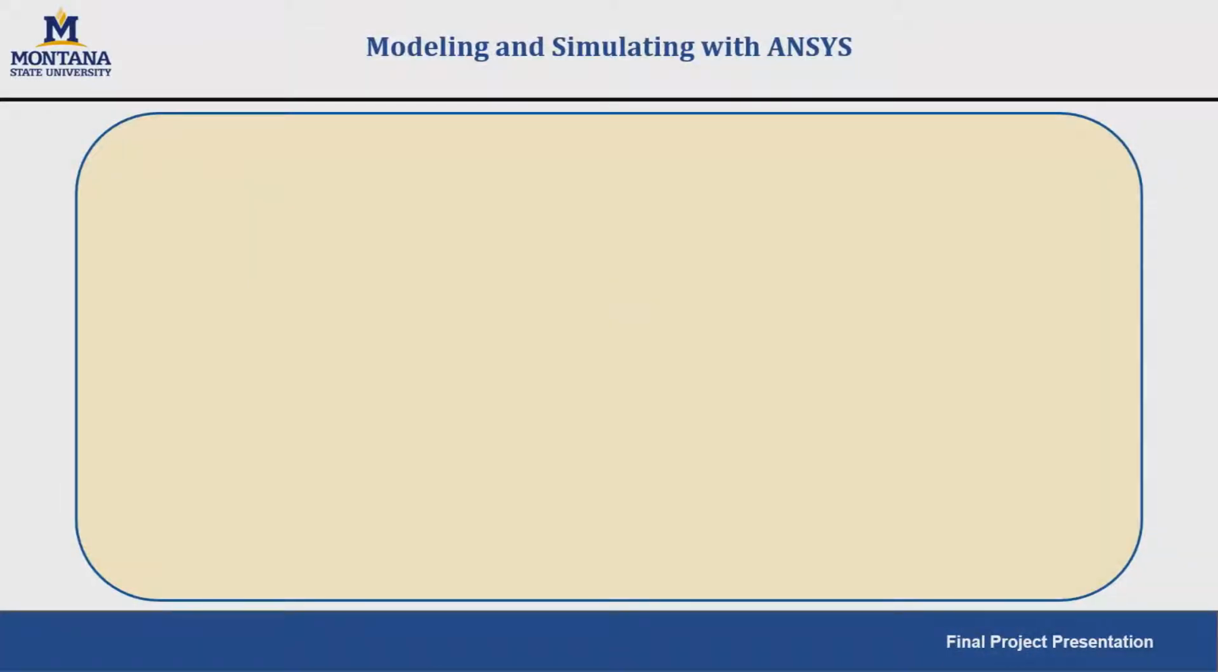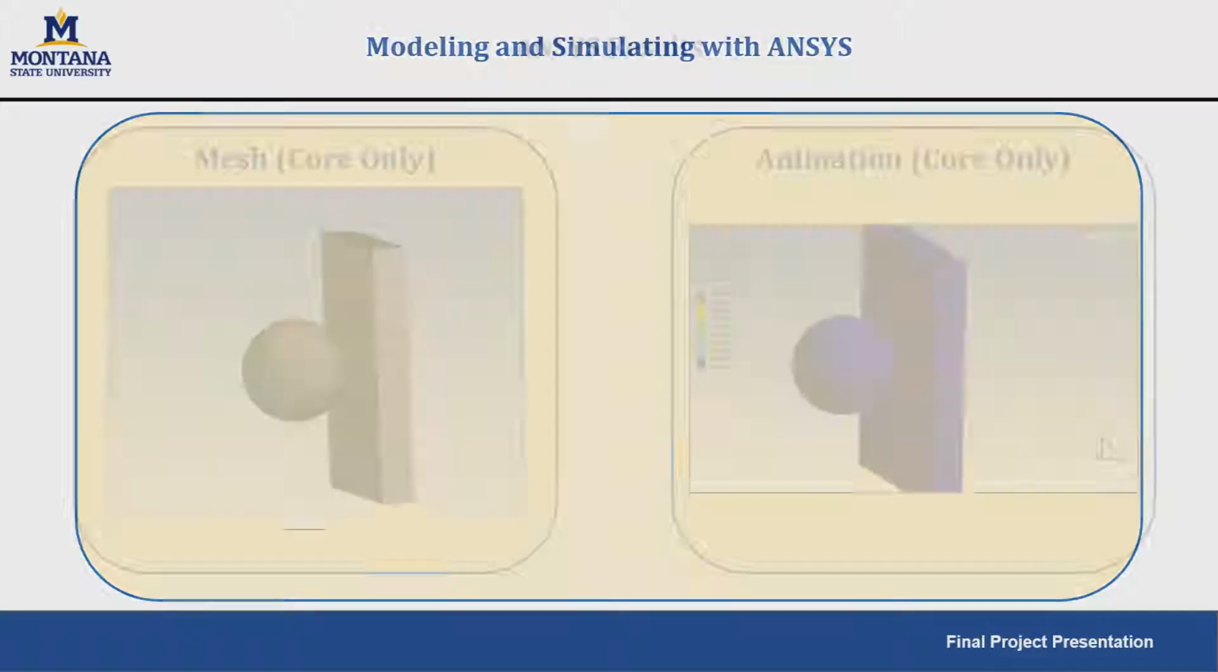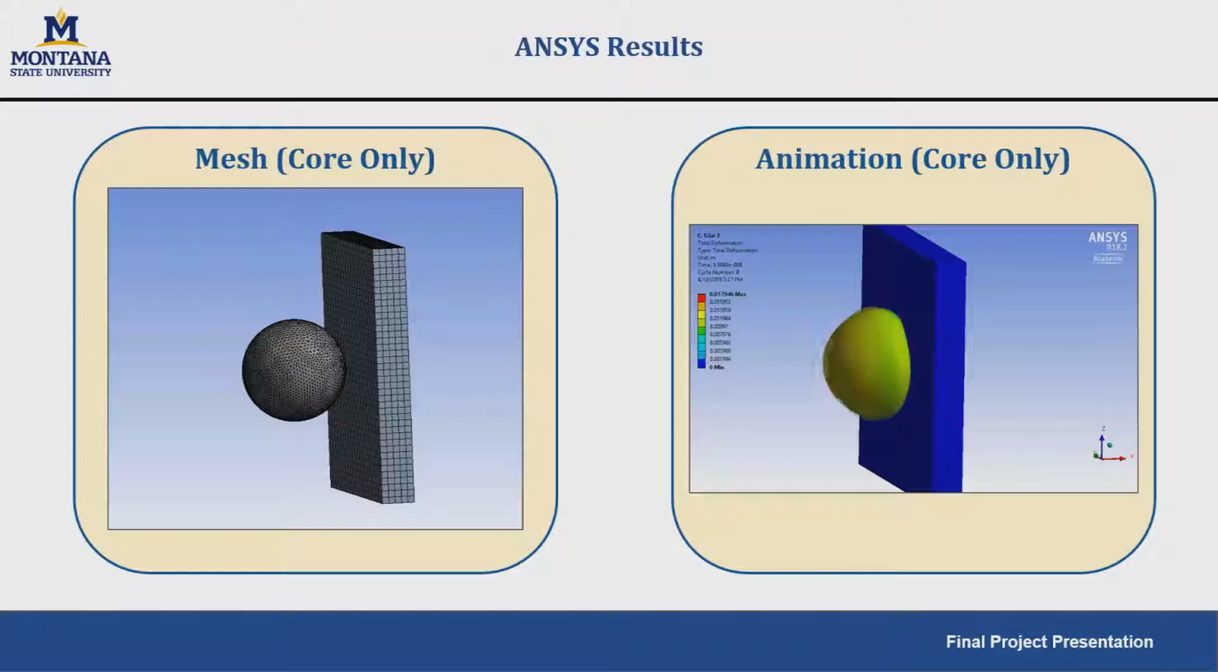All right, now that we know how to model and simulate in ANSYS explicit dynamics, here are the results obtained. On the left side, we can see the mesh of both the ball and the wall it impacted, and on the right is the animation. For this study, only the core of the golf ball was modeled, and in the future, we'd like to run this simulation for a longer amount of time, and we'd like to model the shell as well.